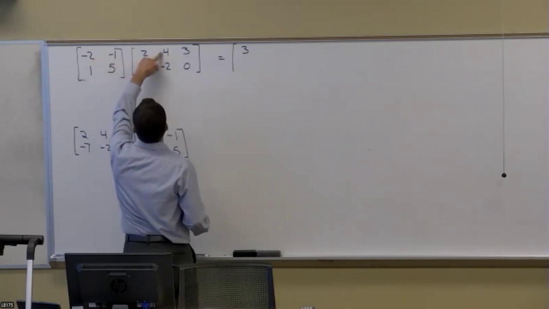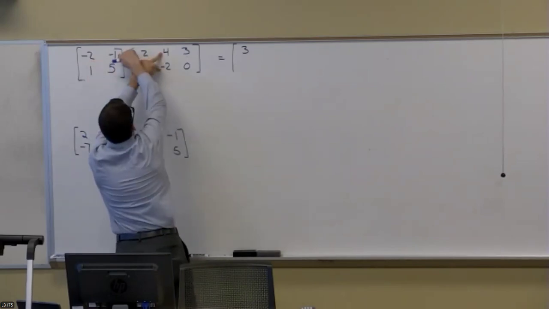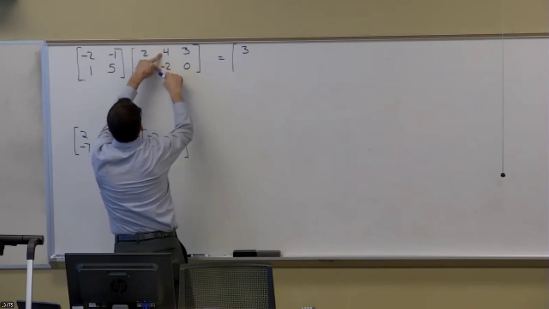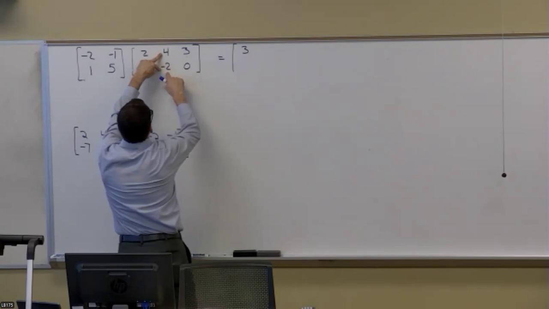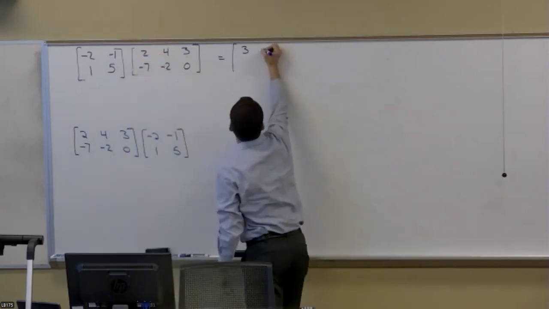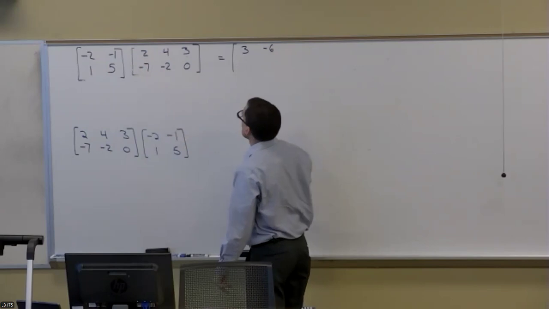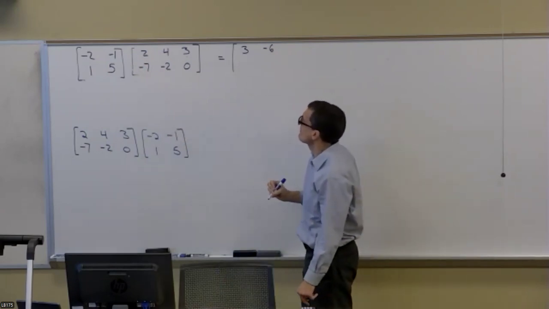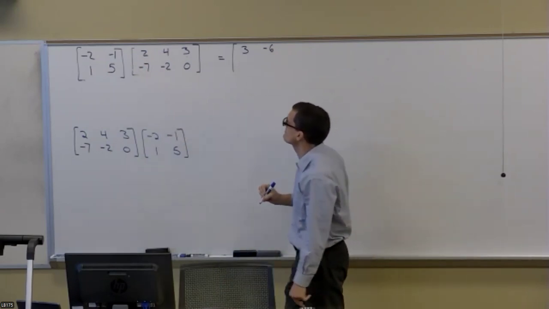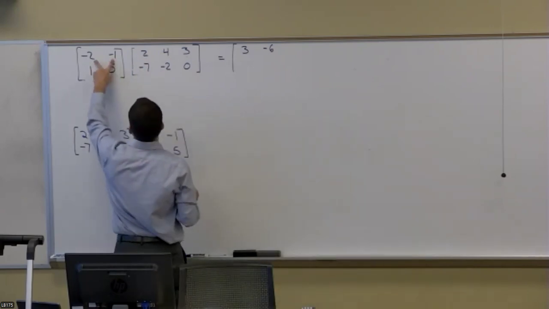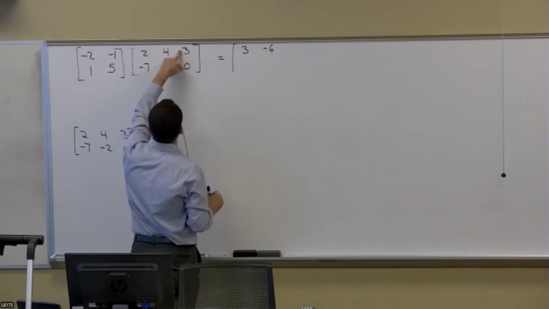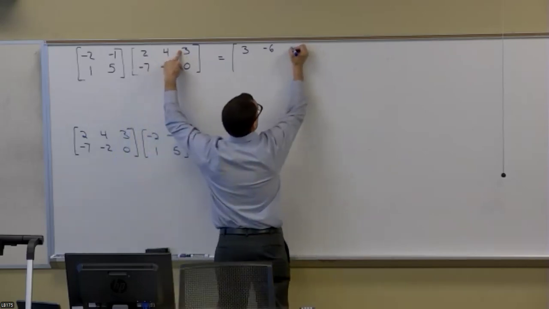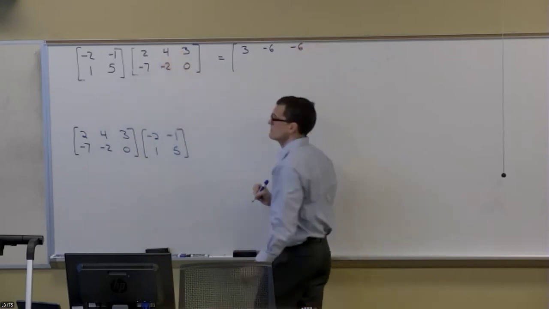-2 times 4, -1 times -2. That's going to be -8 plus 2, which is -6. This last one's nice because it has a 0. -2 times 3, -1 times 0. -2 times 3 is -6, plus 0 is also -6.